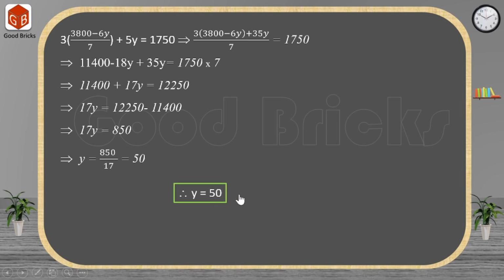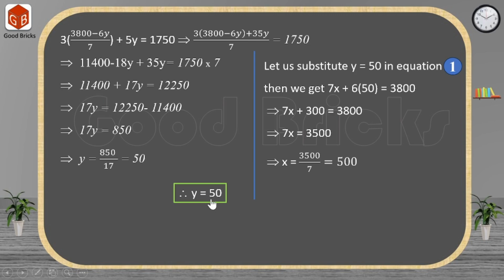Now we got the y value and we want to find the x value also. So if you substitute y is equal to 50 in equation 1, see here we have substituted in 7x plus 6y. So in place of y we have substituted y is equal to 50, then we got x is equal to 500. Now we got x value 500, y value 50 rupees.